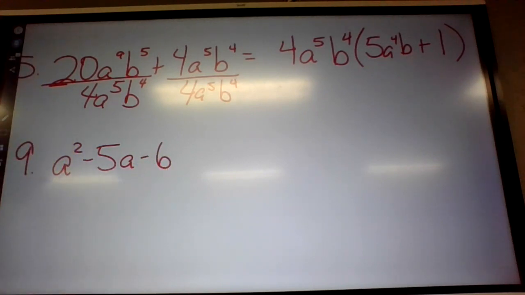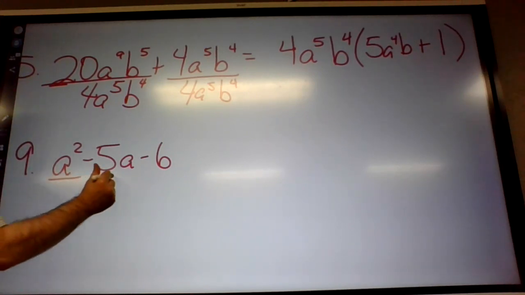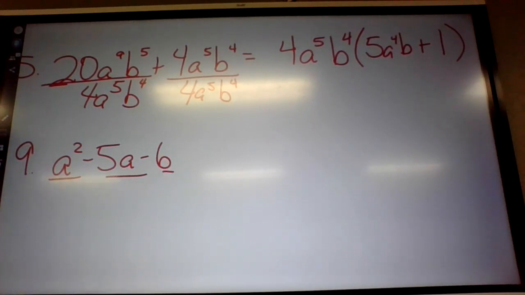Alright. So, number 9, these are three term factoring. It's got an a squared and an a and just a constant. We did these the most, probably. Owen, you remember how to do these? Yeah. I think.